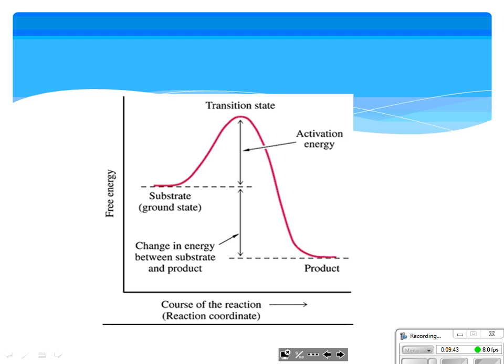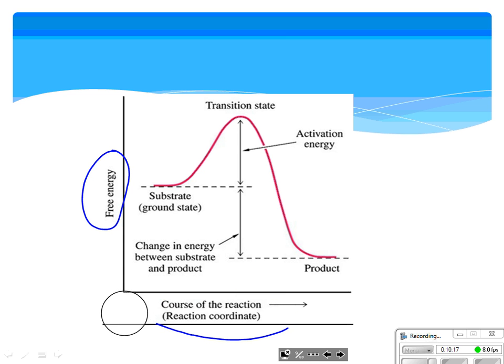Here is a diagram of the energy. What I would like you to do is go ahead and pause the video and copy this diagram down into your notes. Now let's talk a little bit about this diagram. Our axes are energy and the course of the reaction, so the amount of energy and the time that it takes for the reaction to occur.